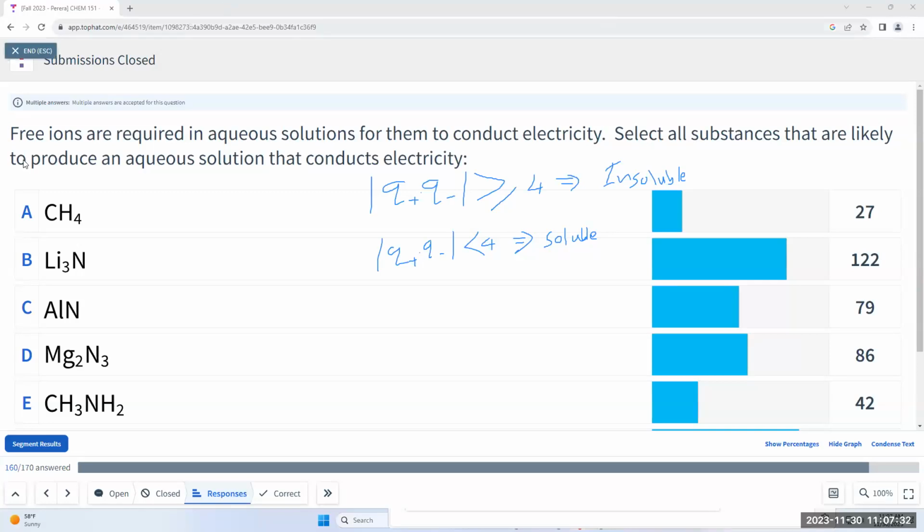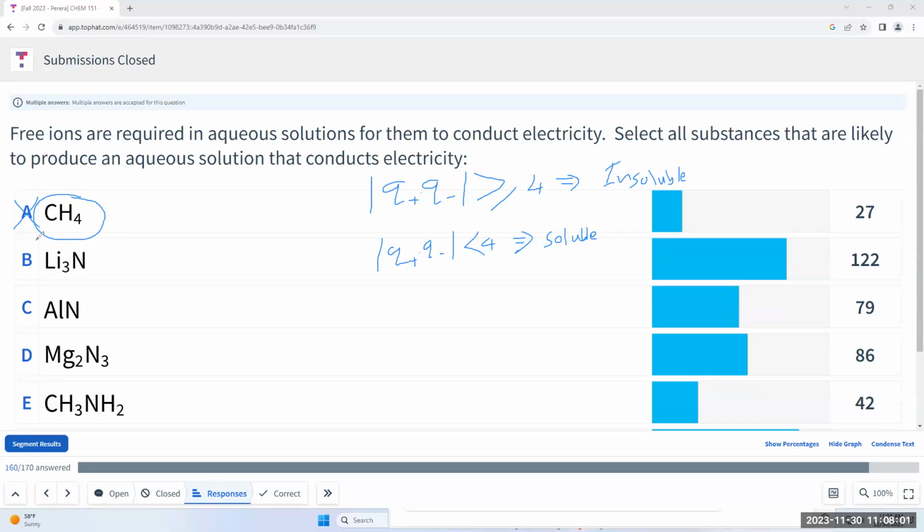All right. Now, with that in mind, let's look at CH4. Is CH4 an ionic compound or a covalent compound? Everybody, is it ionic or covalent? It's a covalent compound. So it doesn't have ions to begin with. So if you put that in a solution or a water sample, it will not generate ions. Okay. Therefore, CH4 will not produce a solution that conducts electricity.